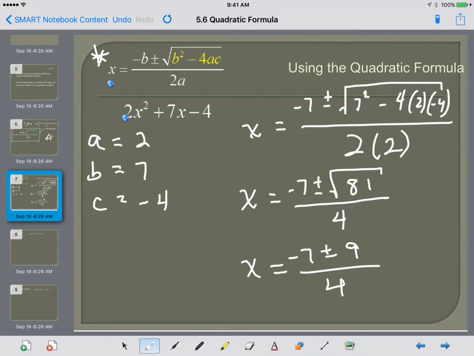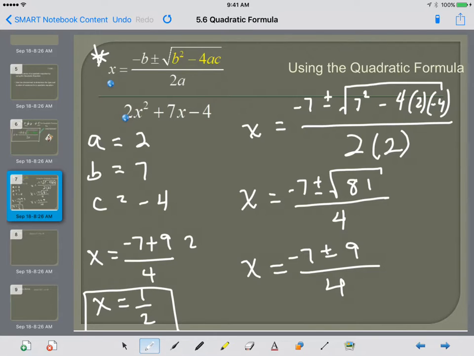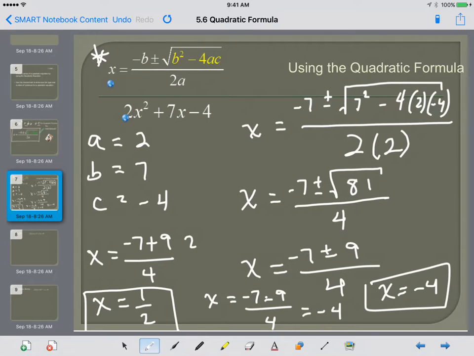So we're going to get 2 different answers. We're going to start with x equals negative 7 plus 9 divided by 4. I'm going to do that operation on top there. Negative 7 plus 9 is 2. 2 divided by 4 is 1/2. So there's my first answer. The second answer is going to be x equals negative 7 minus 9 divided by 4. That'd be negative 16 divided by 4, so x equals negative 4. There are my 2 answers.